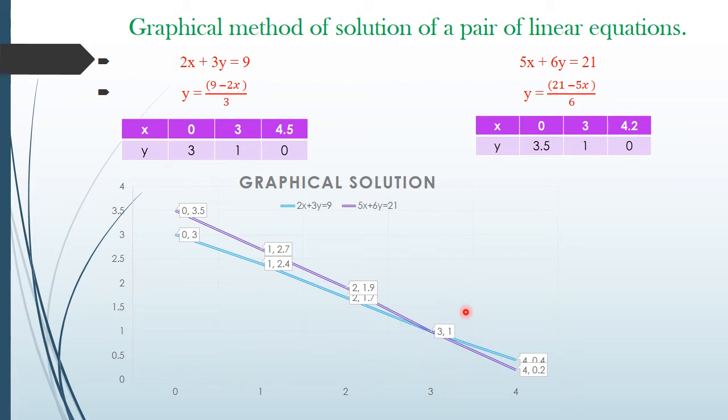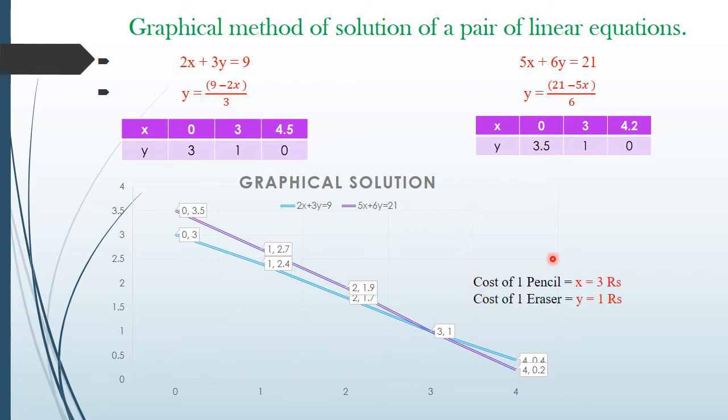Now this point (3, 1) itself is the solution of these two equations, meaning the x value is 3 and the y value is 1. This point satisfies both equations together. Therefore, the answer for this pair of linear equations that we have obtained graphically is x equal to 3 and y equal to 1.